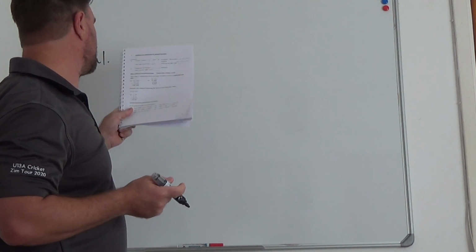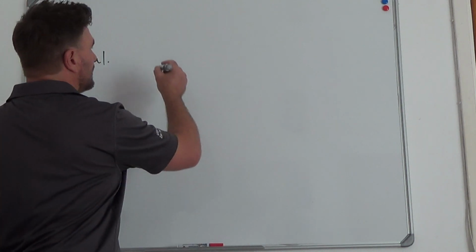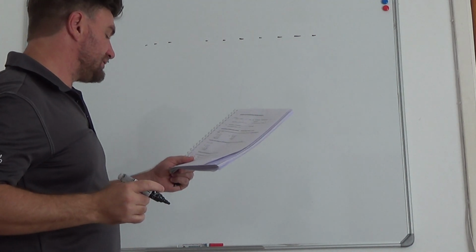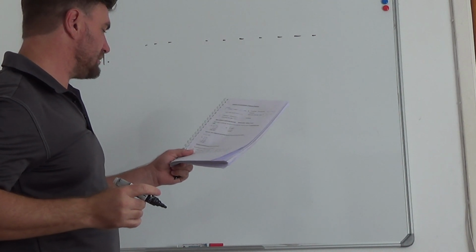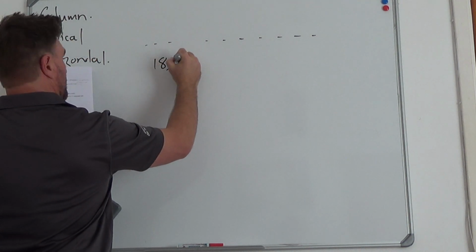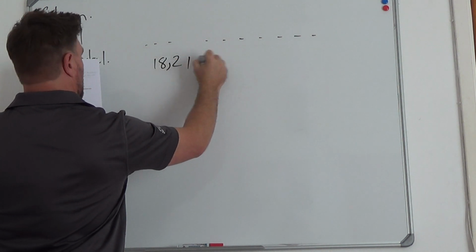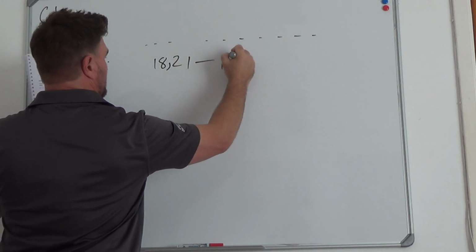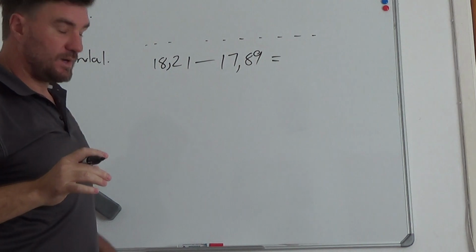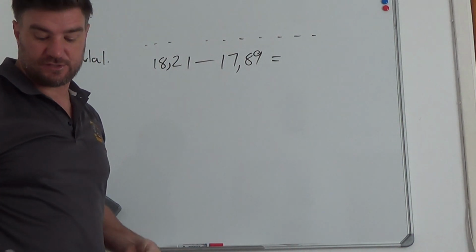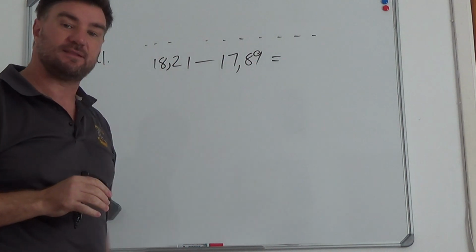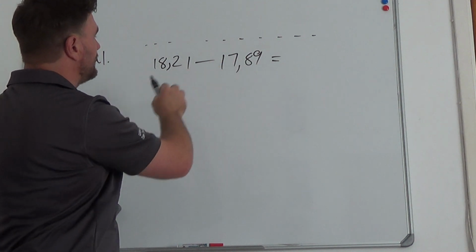At the bottom of page 95 where it says calculate horizontally. So we know that this is going to go like this, horizontally. I'll do an example of 2D. It looks like this. It says 18,21 minus 17,89. Now remember we are instructed here to do it horizontally. It says do not rewrite the numbers in vertical columns. In other words, don't rewrite them like this. So what we're going to do is do it horizontally.